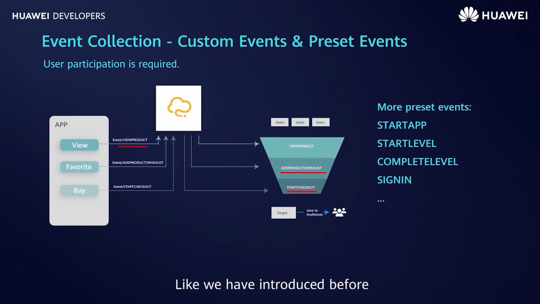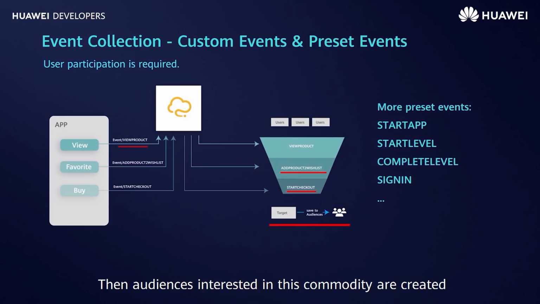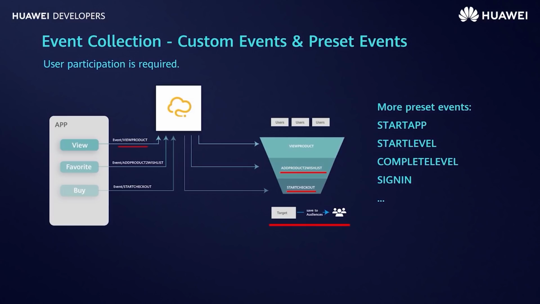Like we have introduced before, we use this funnel to filter the target user group that is interested in this commodity, and then save this group of users as an audience using the funnel analysis feature of the cloud. Then audiences interested in this commodity are created. With the audience group, we can send accurate marketing information to these users directly with Huawei Push.